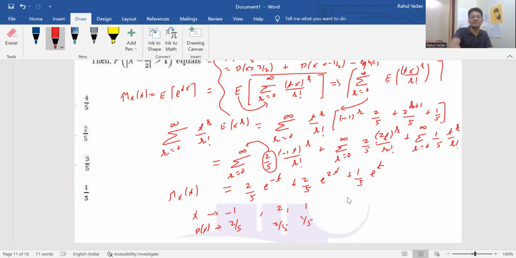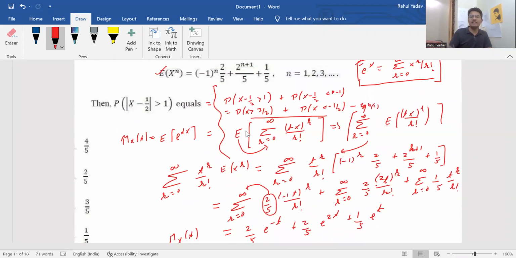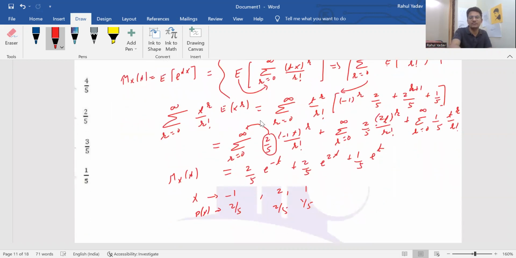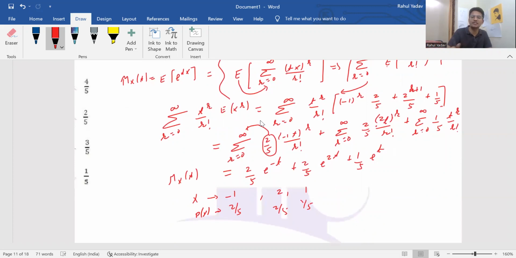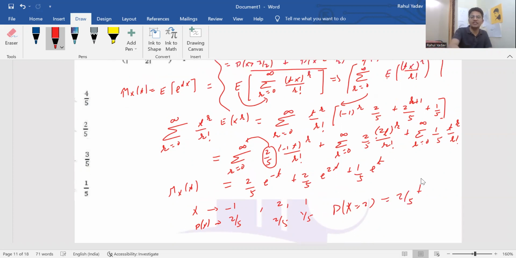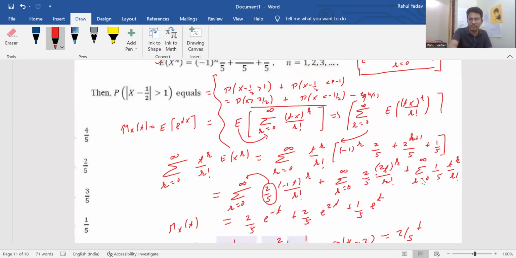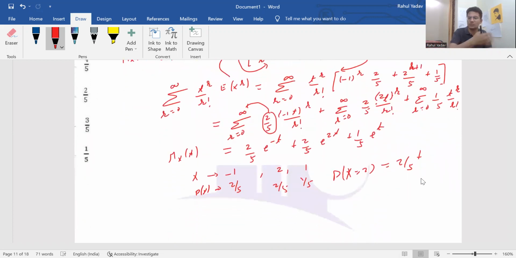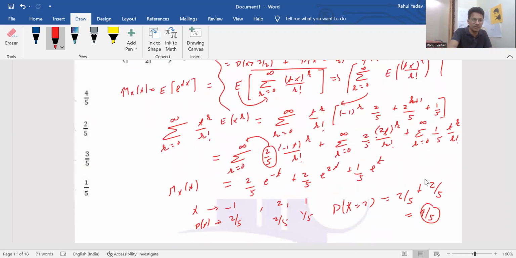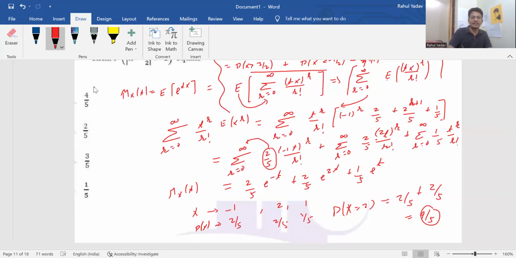Now I have to plug in these values: the probability that X is greater than 3 by 2, that is 1.5. So X is greater than 1.5 means X is equal to 2, and that probability is 2 by 5. The other term we need is the negative term, X less than -1 by 2, which is again 2 by 5. So that comes out to be 4 by 5. I think that will be the answer. Looking at the options, option A is correct.